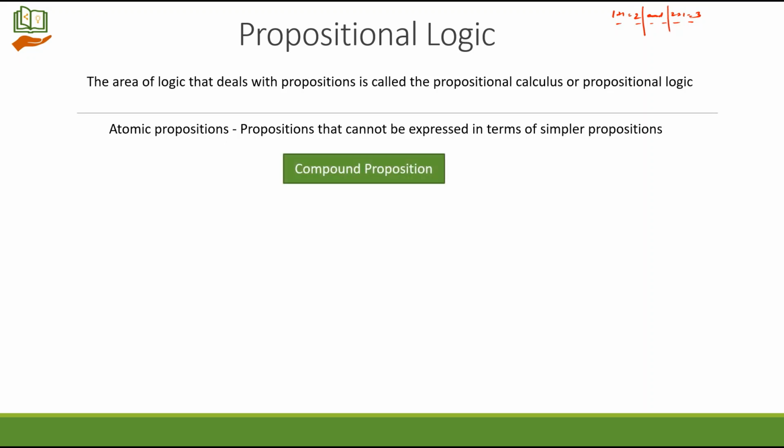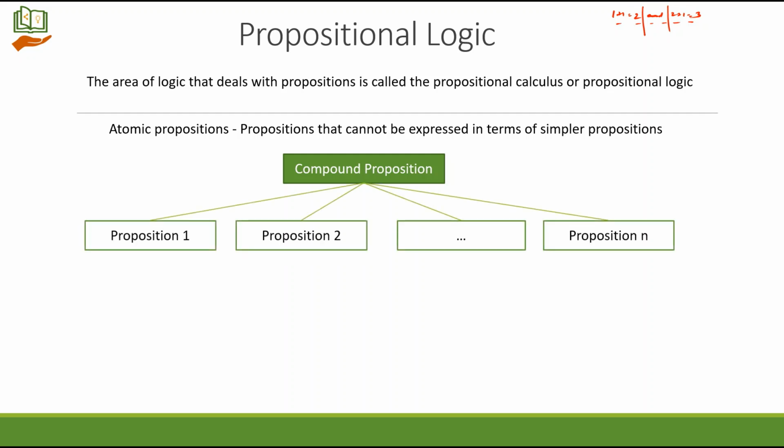Such kind of propositions are called compound propositions. When there is a simple proposition, you cannot express anything simpler than that. That will be atomic, in the sense that you can take it as a single proposition or single statement. Compound proposition means when you have multiple propositions: proposition 1, proposition 2, up to proposition n. So there are multiple propositions.